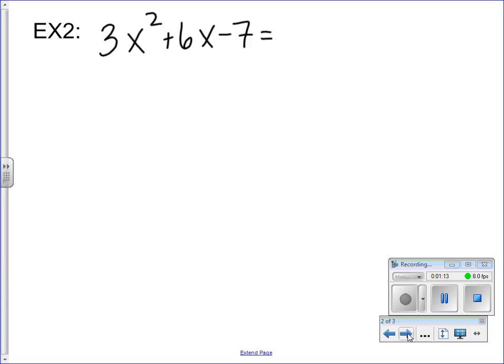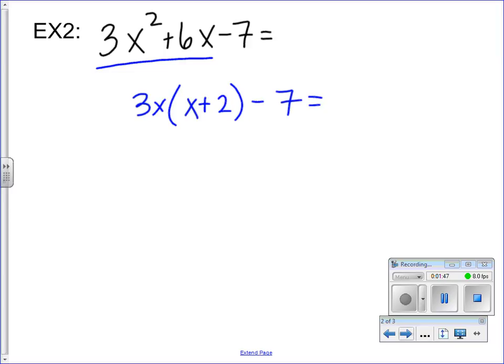So we have 3x squared plus 6x minus 7. Okay, well I'm going to rewrite it a different way by looking at what these first two terms have in common. They both have an x. They share an x. They also are both divisible by 3. So I'm going to rewrite this whole expression as 3x times (x plus 2) and then minus 7. This is equivalent to the original expression.